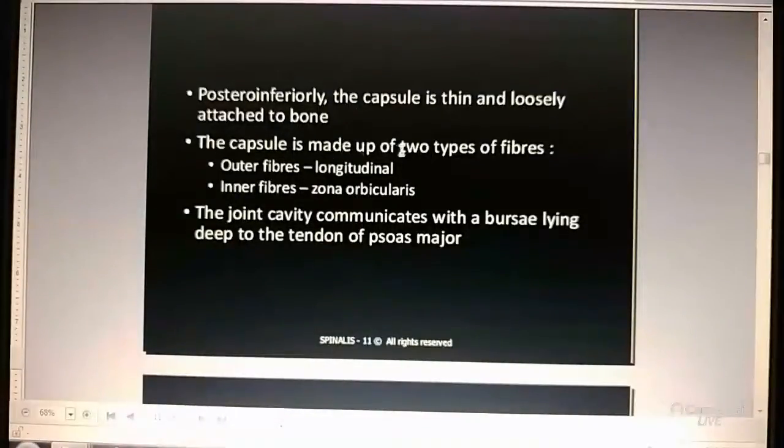The capsule is made up of two types of fibers. First is the outer fiber, longitudinal, and the inner fiber, zona orbicularis. The cavity communicates with the bursa lying deep to the tendon.